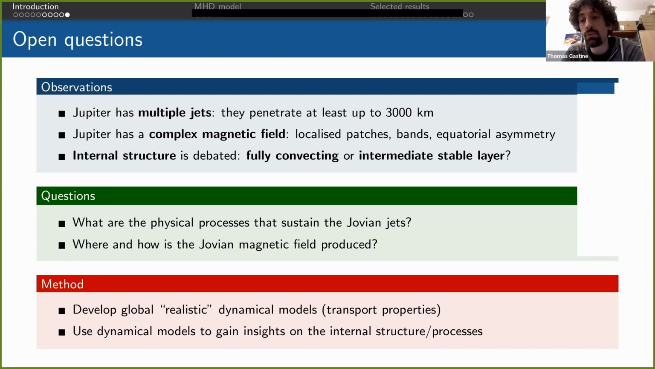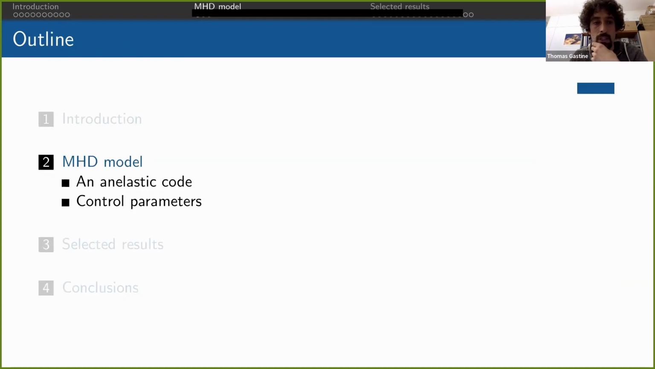So to try to address these questions, we will develop some global, quote-unquote, realistic models to try to put some constraints on the internal structure and dynamics of the gas giant planets. So that's what I'm going to present now.